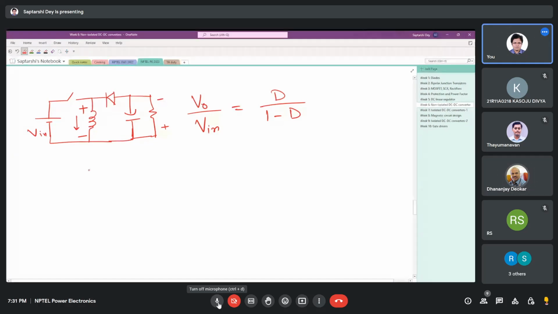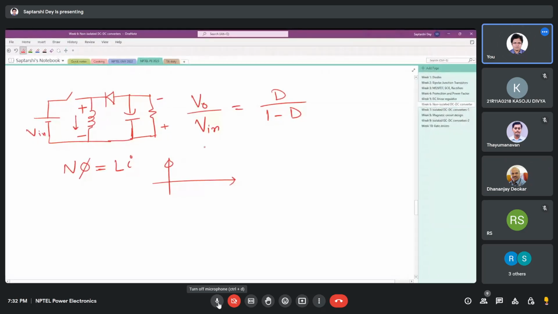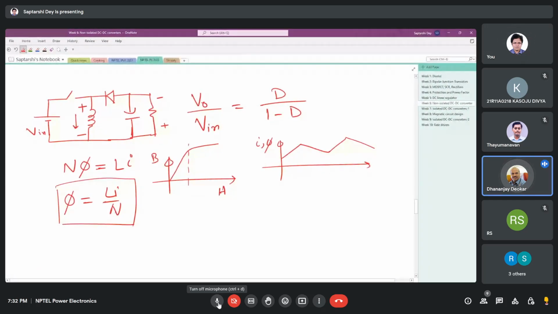See, the thing is, n phi is Li. As long as you are operating in the linear region of the BH curve, your current and flux waveforms look the same. But what is the scaling factor of phi in terms of I? You can say this phi equals Li by n. V in divided by that L.